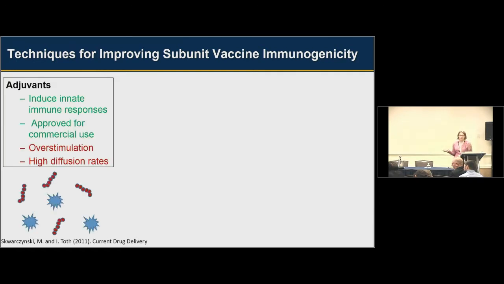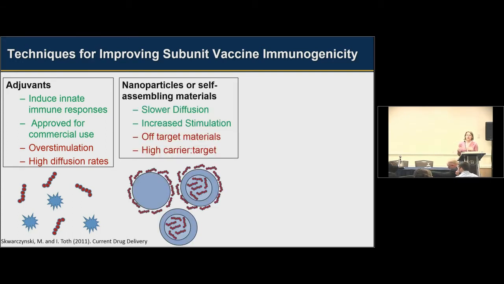The typical thing that's done is that adjuvants are provided. These induce innate immune responses. There are not a lot of them, but several have been used for a long time, and you have all received them in your whole pathogen vaccines. The drawbacks there are that you can have overstimulation, there can be side effects, and there's also a real lack of understanding as to what is actually going on with a lot of adjuvants.